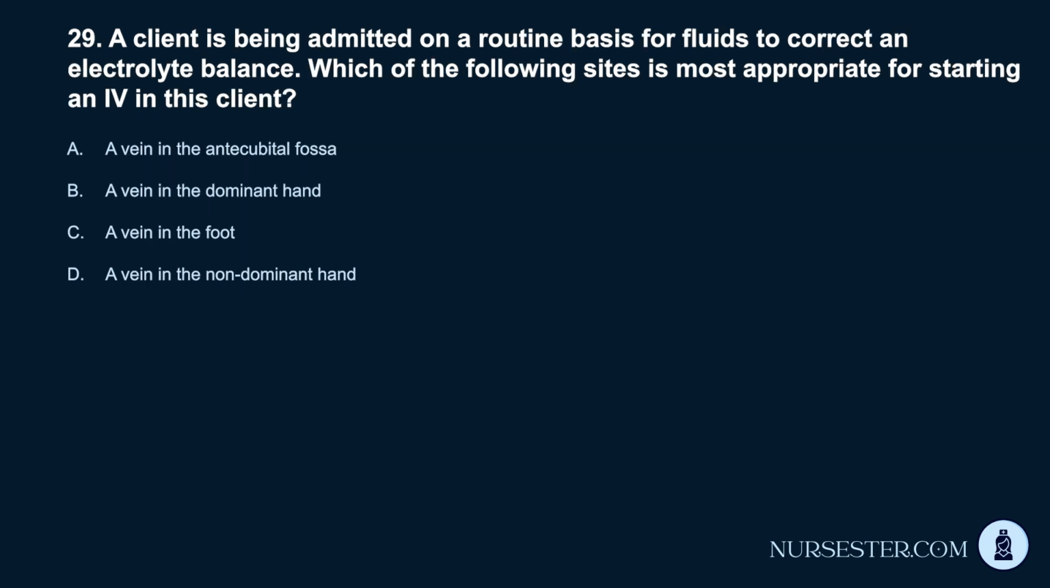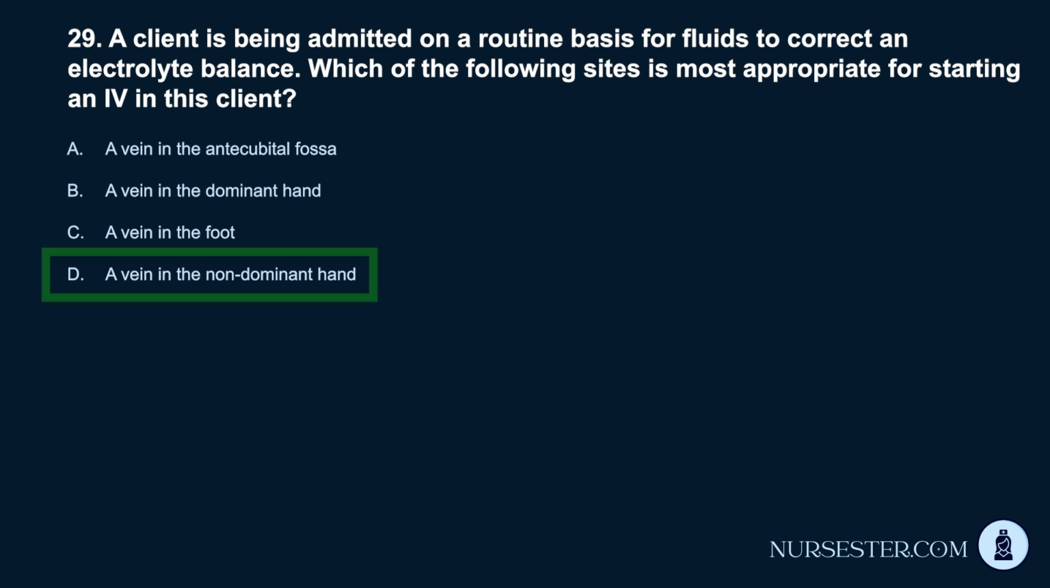29. A client is being admitted on a routine basis for fluids to correct an electrolyte balance. Which of the following sites is most appropriate for starting an IV in this client? A. A vein in the antecubital fossa. B. A vein in the dominant hand. C. A vein in the foot. D. A vein in the non-dominant hand.